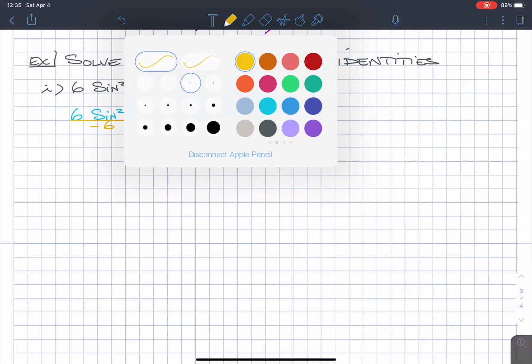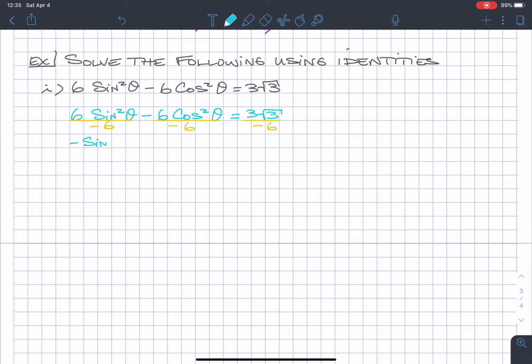Okay, so what do I get then? I would get negative sine squared theta plus cosine squared theta is equal to negative root 3 over 2. So let me rewrite the left-hand side as cosine squared theta minus sine squared theta is equal to negative root 3 over 2, because that is the identity for cosine of 2 theta. So this is cosine of 2 theta on the left is equal to negative root 3 over 2.